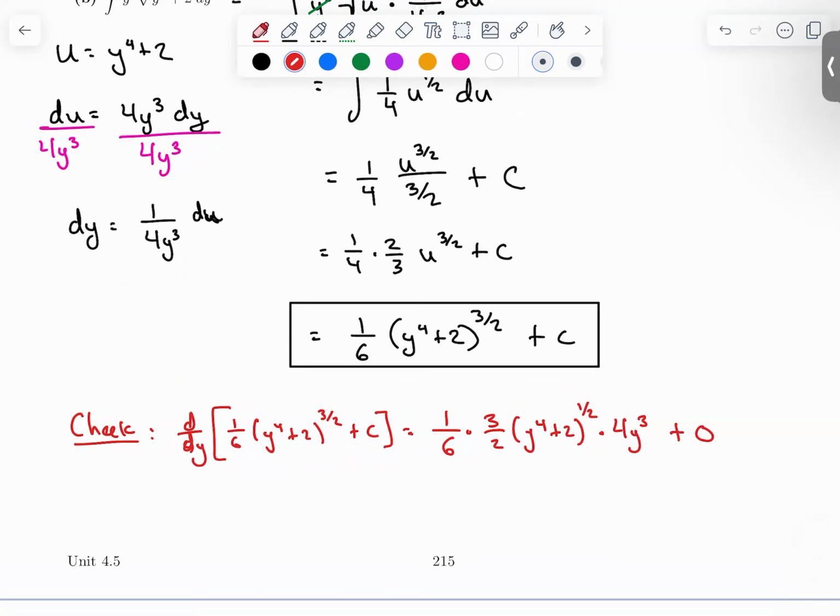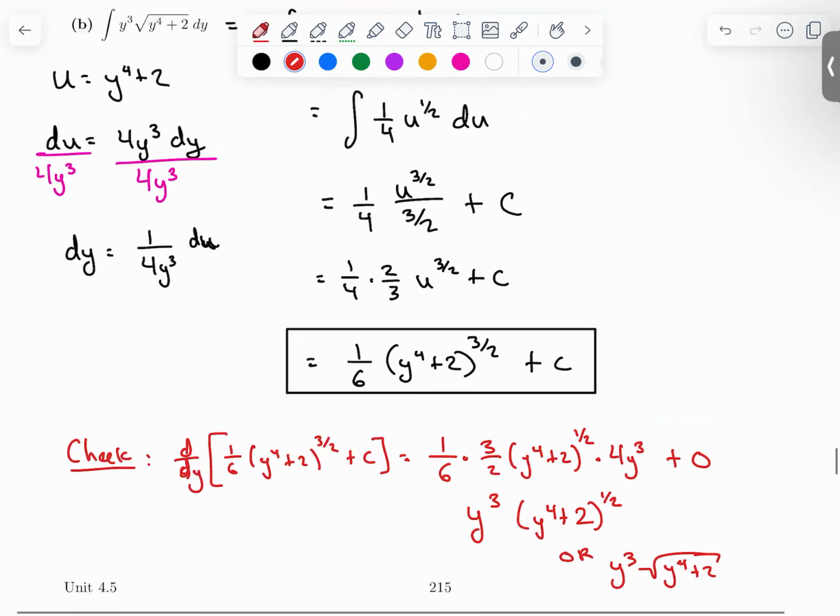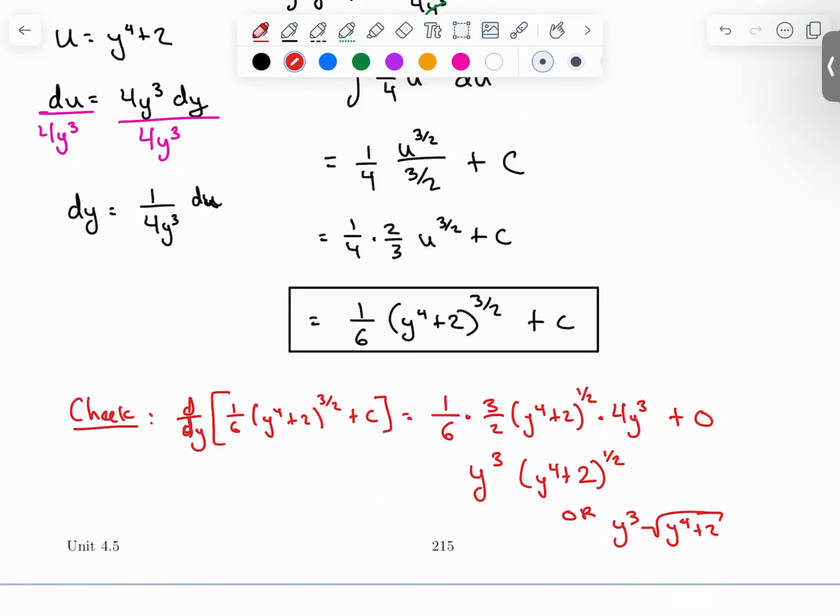If you do this, you should get y cubed times y to the 4th plus 2 to the 1/2 power, or y cubed square root of y to the 4th plus 2. Exactly what we started with. So you know you can check your work. That's the beauty of indefinite integrals. Most of the time. There are a few circumstances where checking your work becomes a very tedious task. But for the most part, if it's a nice, simple u substitution like this one, simple not meaning easy, but simple meaning a non-complicated formula, like a reverse engineered u substitution, it 9 times out of 10 will prove to be the same answer. So pretty cool.